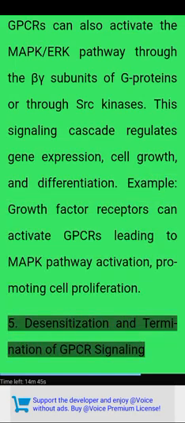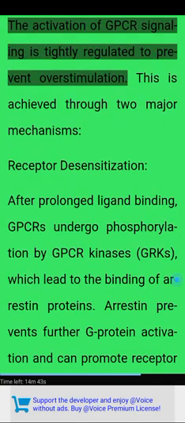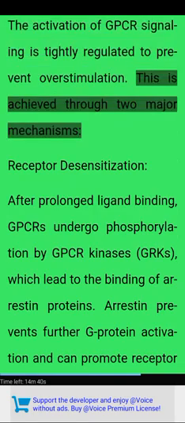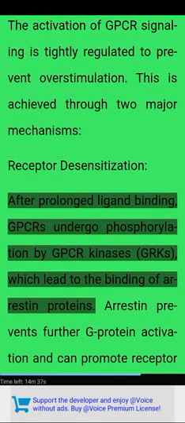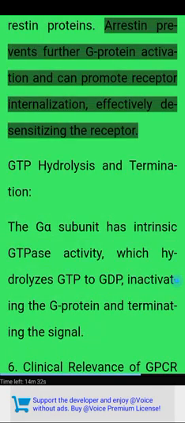5. Desensitization and termination of GPCR signaling. The activation of GPCR signaling is tightly regulated to prevent overstimulation. This is achieved through two major mechanisms. Receptor desensitization: after prolonged ligand binding, GPCRs undergo phosphorylation by GPCR kinases (GRKs), which leads to the binding of arrestin proteins. Arrestin prevents further G protein activation and can promote receptor internalization, effectively desensitizing the receptor.